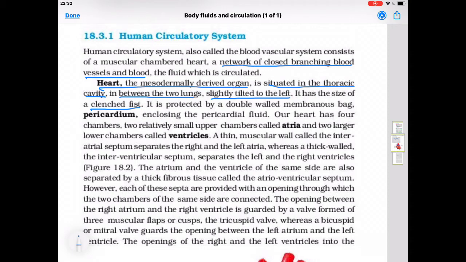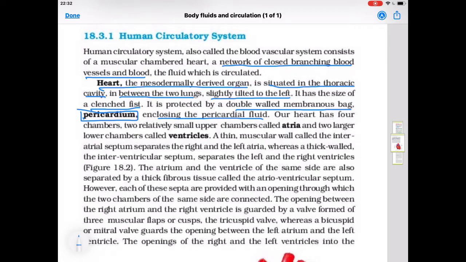It is protected by a double-walled membranous bag. Outside the heart, a double membrane structure is present, known as the pericardium. Inside the pericardium, pericardial fluid is present, which protects the heart from jerks, injury, etc.